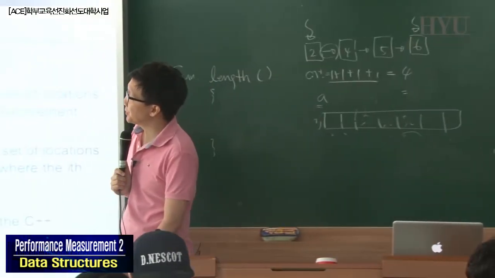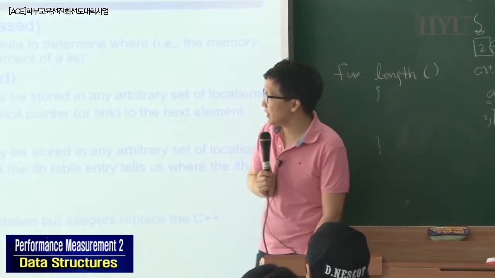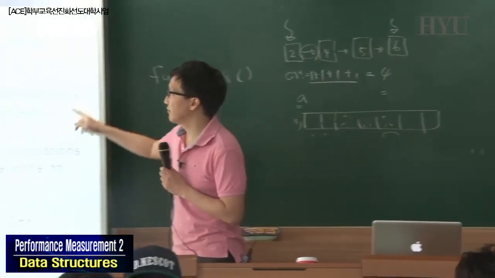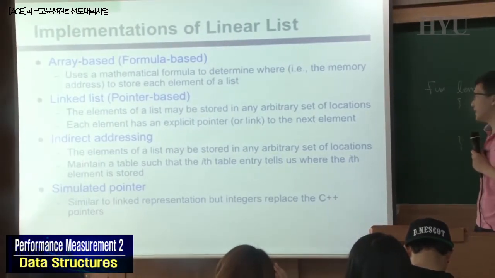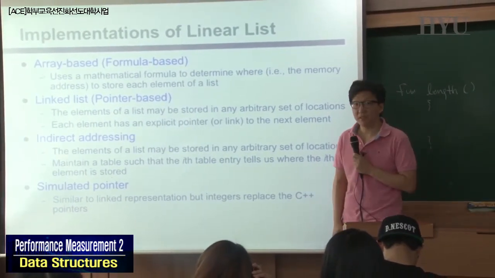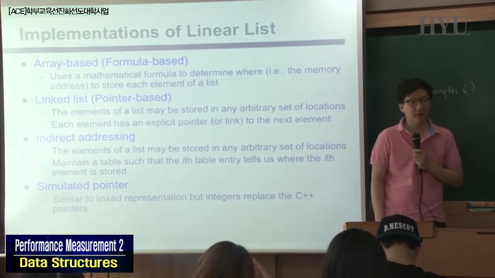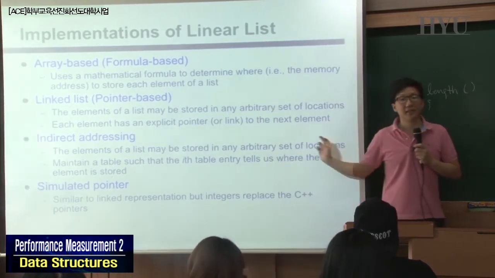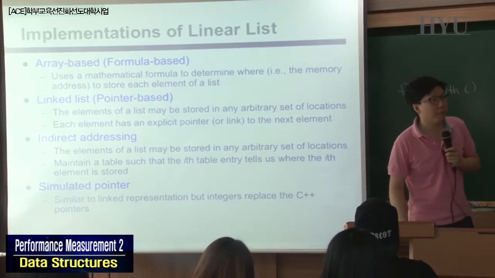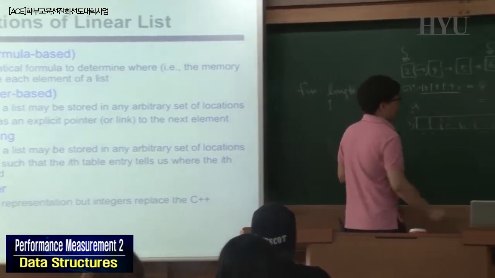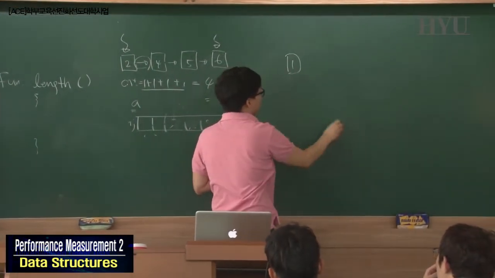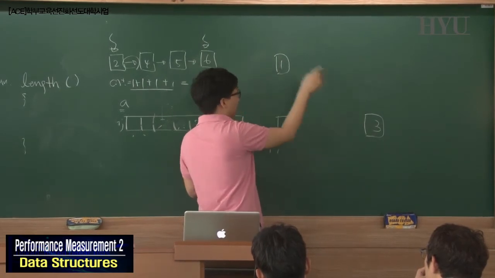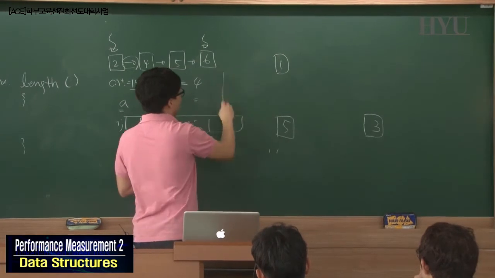Array-based and linked lists, these two are probably the ones we'll mostly be using. Indirect addressing, I'm going to read it first. The elements of the list may be stored in any arbitrary set of locations. Maintain a table such that the ith table entry tells us where the ith element is stored. The difference between the two: this one has a pointer to the next element, while this one has a separate table to look it up. So my first element is here, my second element is here, my third element is, I don't know, here. They don't point at each other. So I create another table.